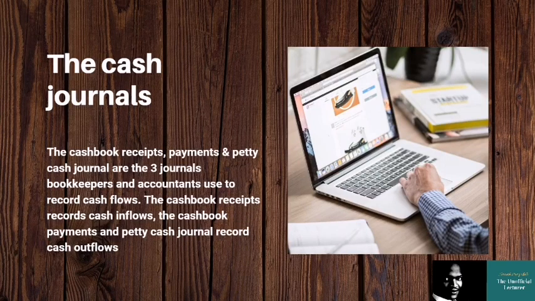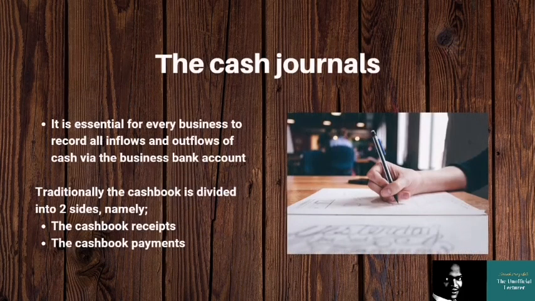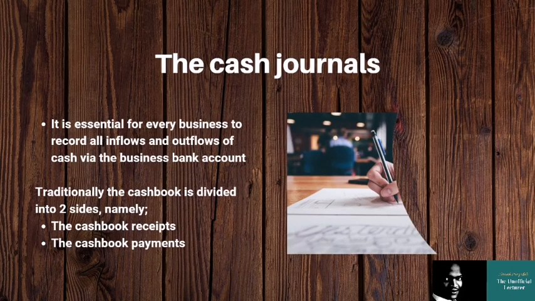So the cash journals, we say that the cash book receipts, payments, and petty cash journal are the three journals bookkeepers and accountants use to record cash flows. The cash book receipts record cash inflows, and the cash book payments and petty cash journal record cash outflows. It is essential for every business to record all inflows and outflows of cash via the business account. Traditionally, the cash book is divided into two sides, namely the cash book receipts as well as the cash book payments.